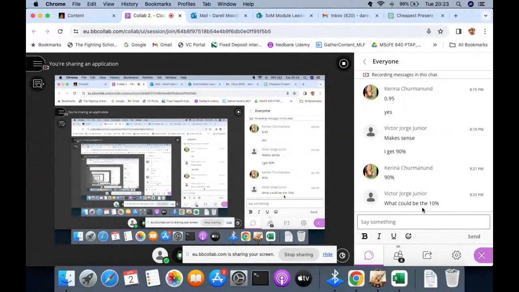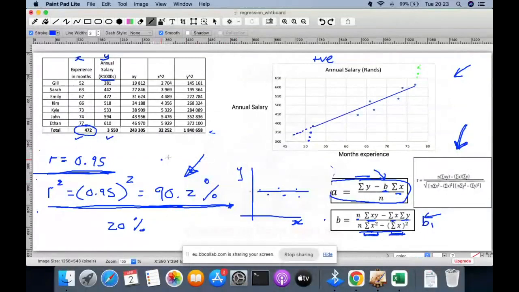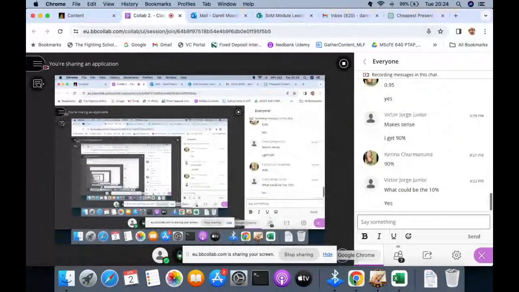What could be the 10%? That's actually a good question. It's not a perfect predictor, and you'd have a perfect predictor only if the line went through every single point. Then you would get an R squared of 1. That means your experience in months explains everything you need to know about your annual salary. Does that make sense? Fantastic.